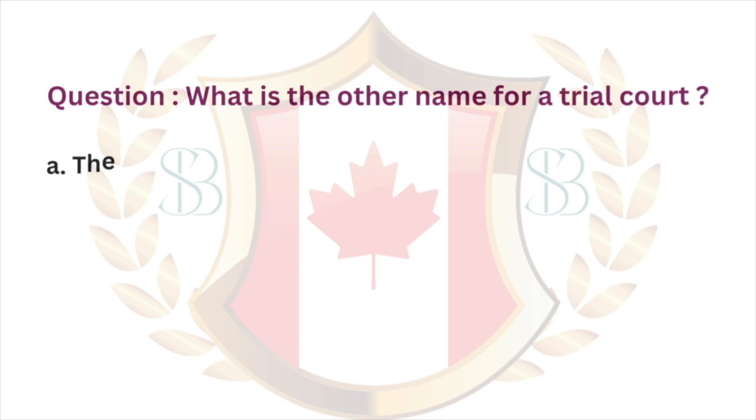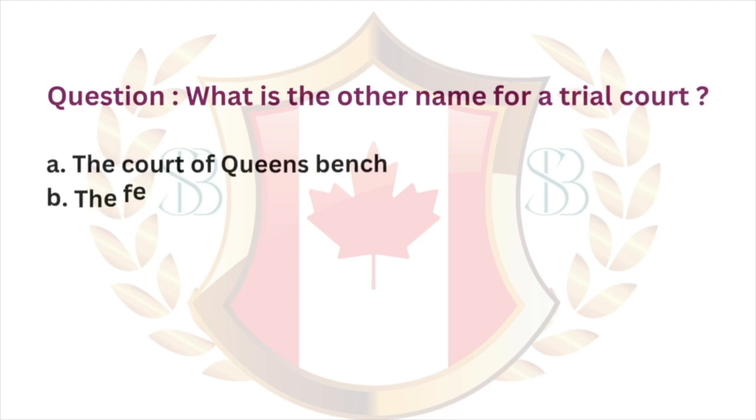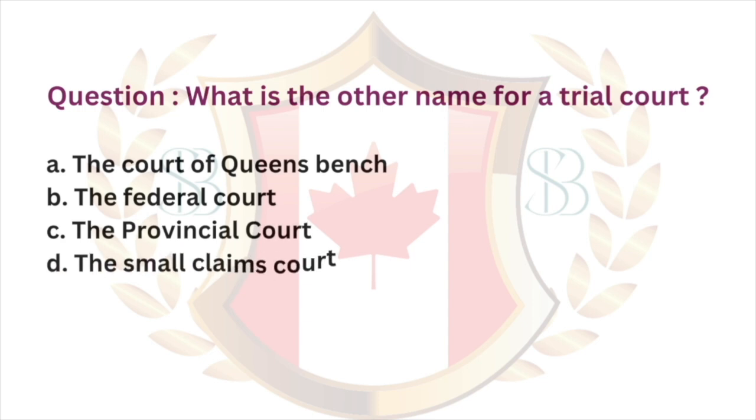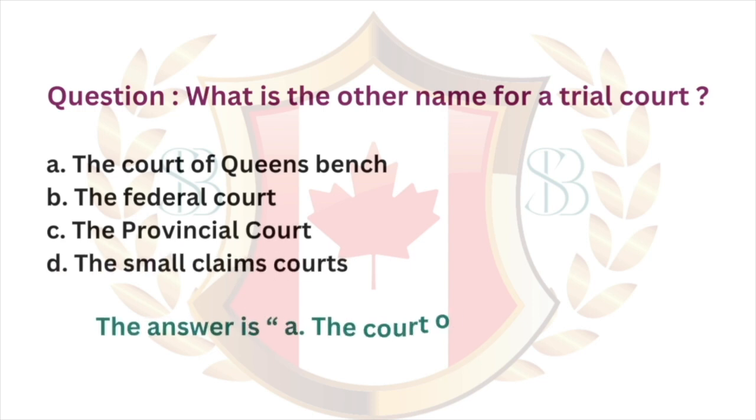Question: What is the other name for a trial court? A, the Court of Queen's Bench. B, the Federal Court. C, the Provincial Court. D, the Small Claims Courts. The answer is A, the Court of Queen's Bench.